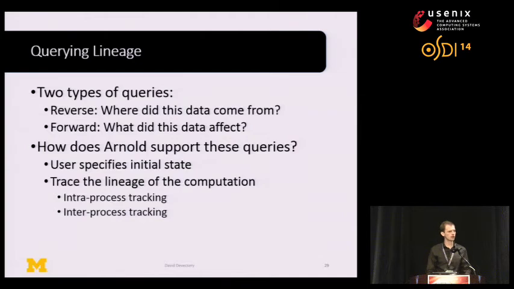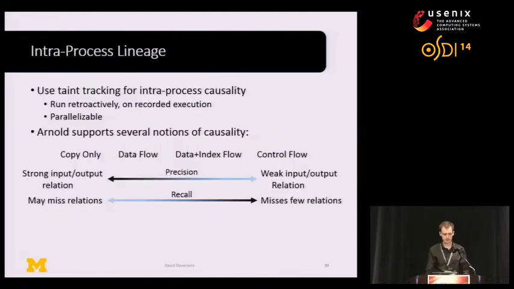So in order to answer a query, Arnold is going to need two pieces of information. It's going to need to know the starting state for the query, and it's going to need to know the direction of the query. And then Arnold is going to trace within the process through intra-process tracking and between processes with inter-process tracking. I'm now going to break down how Arnold handles both intra and inter-process tracking.